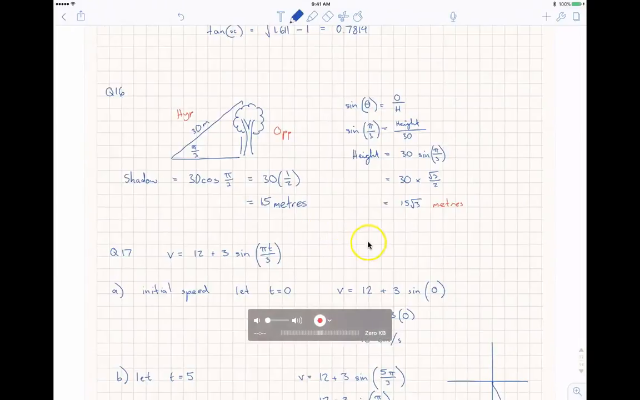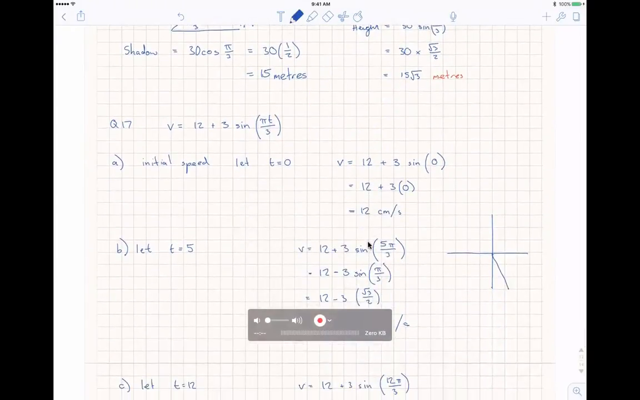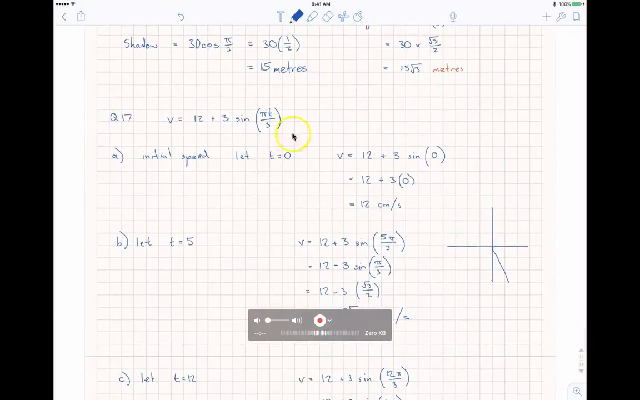So we want to make a substitution. We want to let t equals 0 in this equation. So letting t equal 0, we have 12 plus 3 sine of 0 because that whole thing goes to 0. Sine of 0, special angle, sine of 0 is 0. 0 times 3 is 0. So we're just left with the velocity, or the speed, 12 centimeters per second.